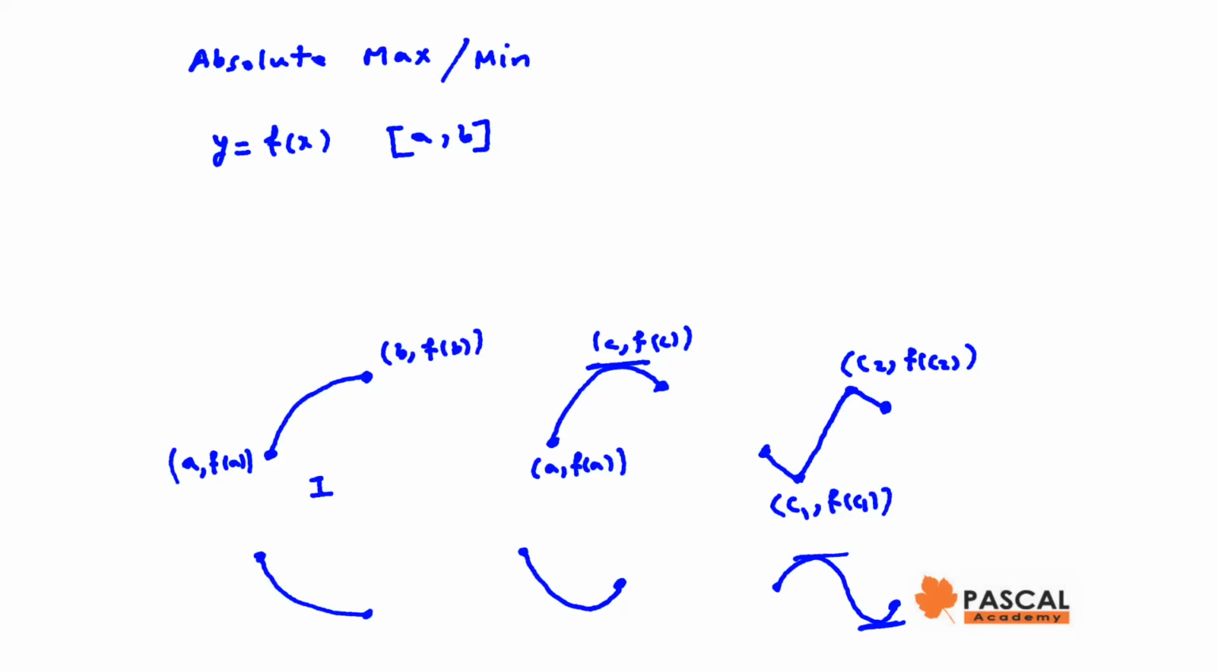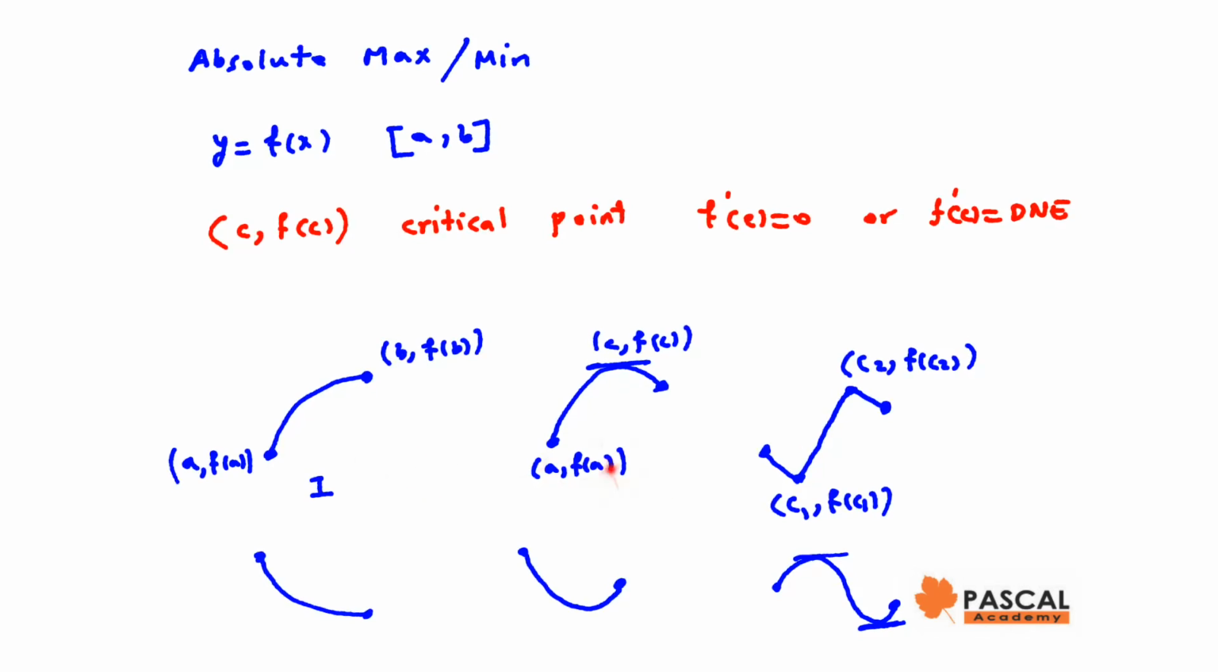In this lesson, we are going to work on absolute maximum minimum of a continuous function on a closed interval. C and f of c is called a critical point on the graph of a function if either f prime of c is 0 or f prime of c does not exist.